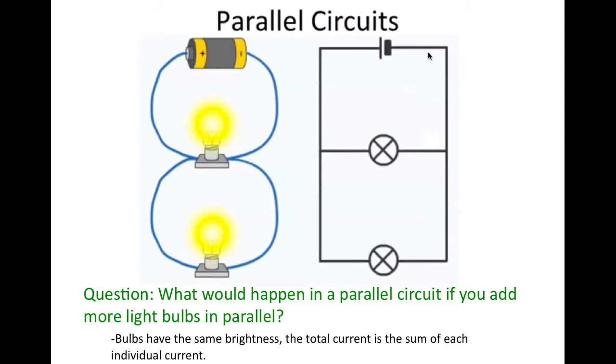So let's say we had 20 amps going through here and 20 amps going through here. Your total current would be 20 plus 20. If I had a third, and let's say that's 20 also, then that would be 20, 40, 60 amps would be my total current for this entire circuit.